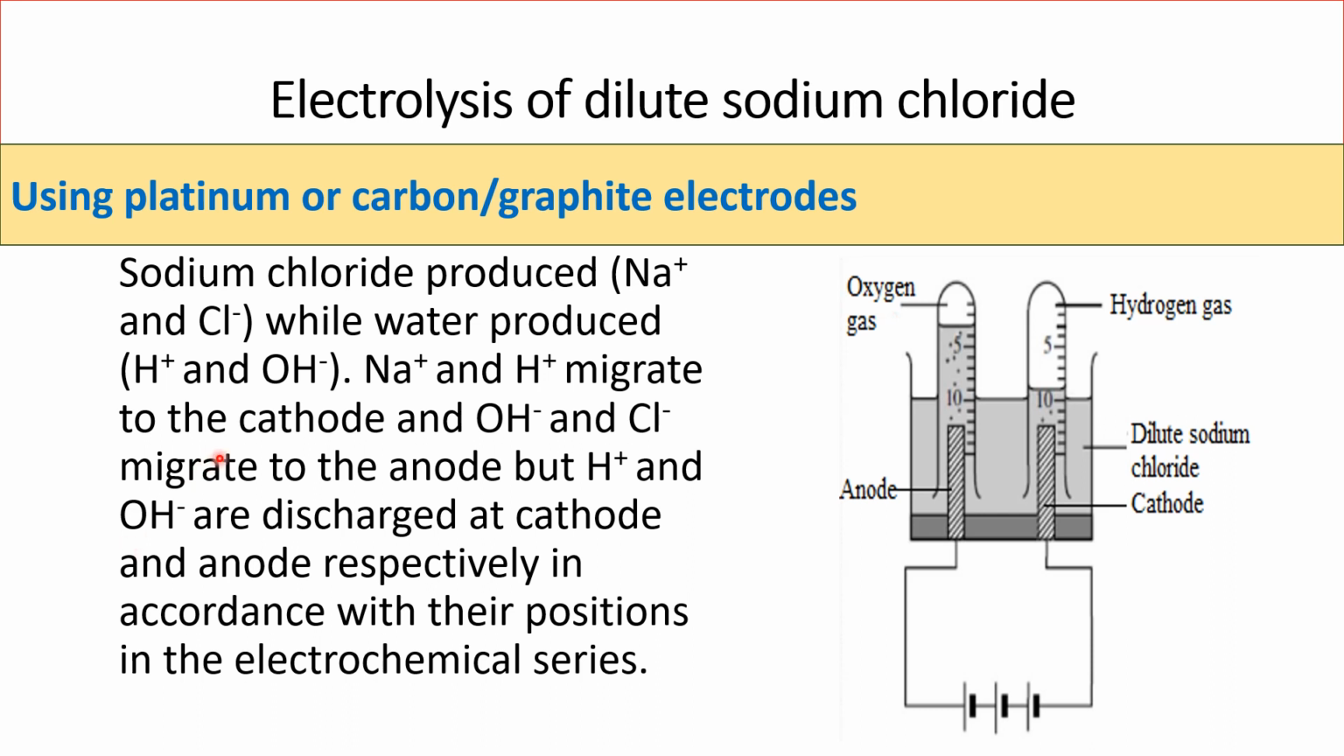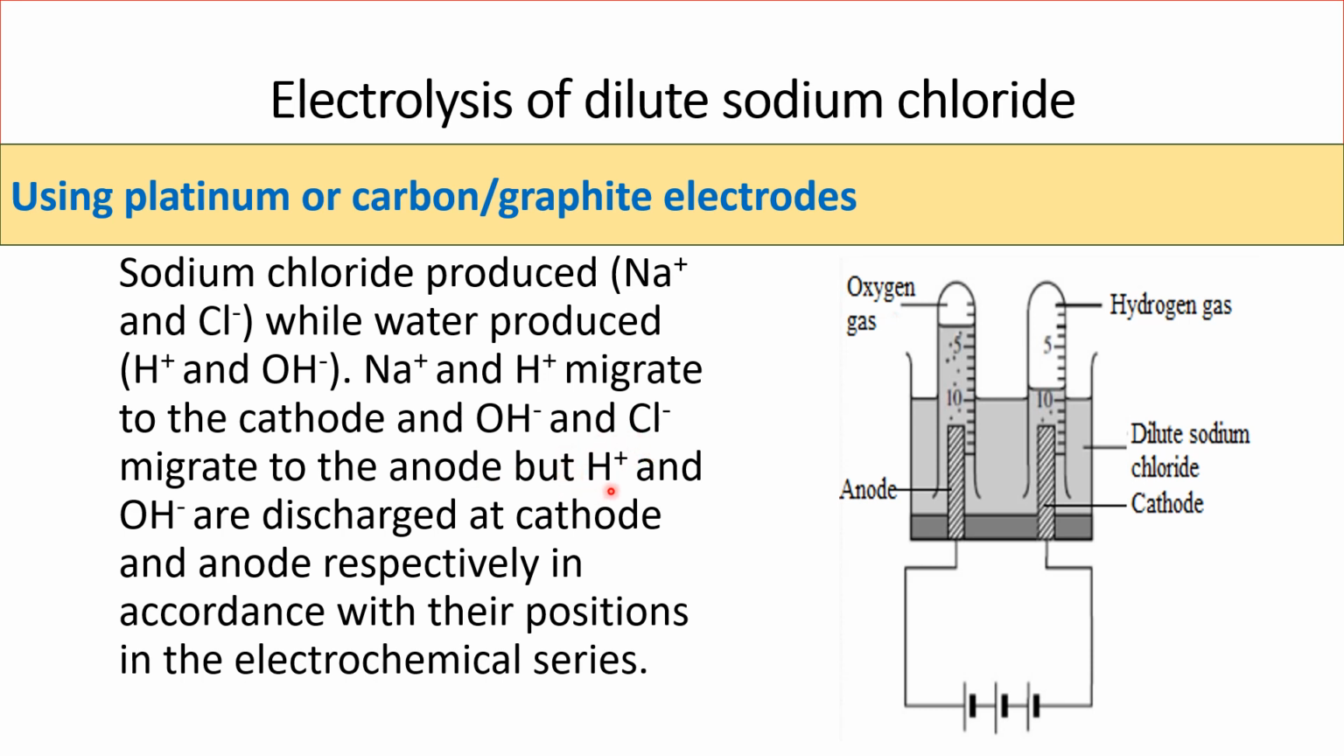or carbon electrodes. But here you hear the word dilute. It's different from concentrated. So in this particular case, we have more of water than sodium chloride, and that is why it is referred to as dilute sodium chloride. So sodium chloride produces sodium ion and chloride ion. Water will produce hydrogen ion and hydroxide ion. Sodium ion and hydrogen ion will migrate to the cathode because they are cations. Hydroxide ion and chloride ion will migrate to the anode because they are anions.